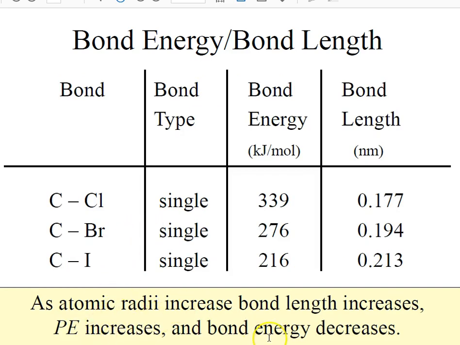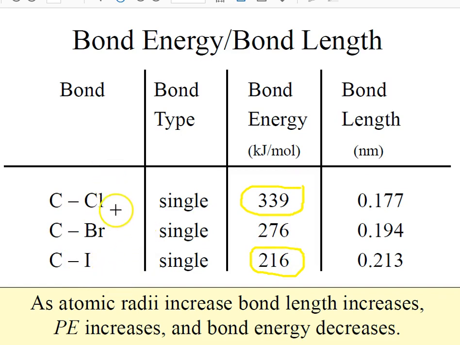Here's some examples. So we have a carbon-chlorine bond, a carbon-bromine bond, and a carbon-iodine bond. Notice they're all single bonds. But the strongest of these bonds is the carbon-chlorine bond. And the weakest is the carbon-iodine bond. So why would this be? They all have carbon, they all have a halogen, but iodine is so much bigger than chlorine.